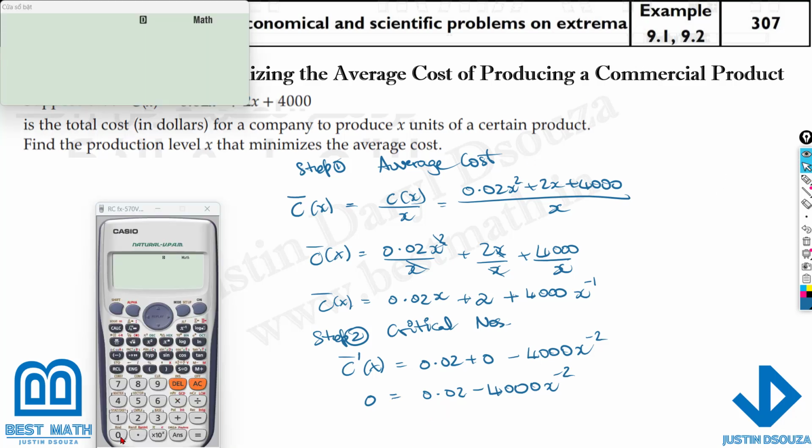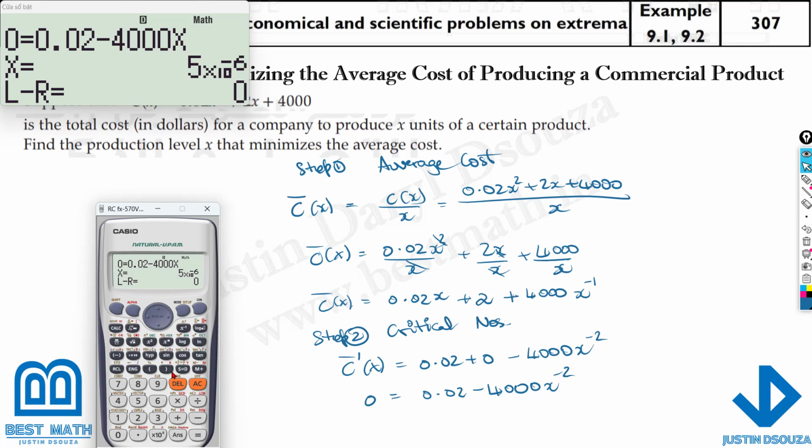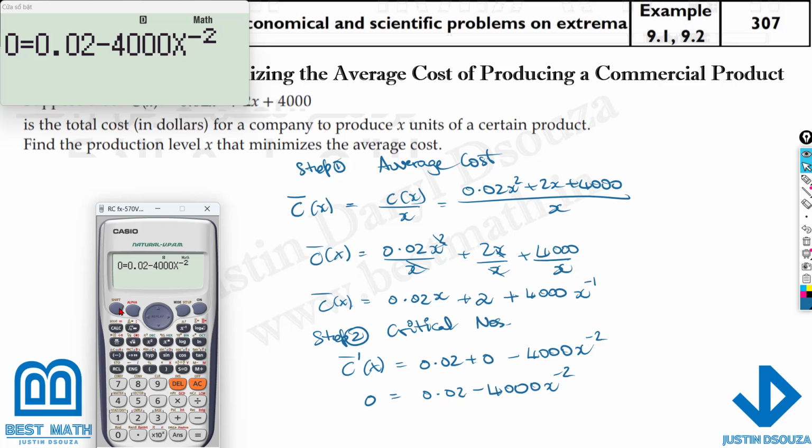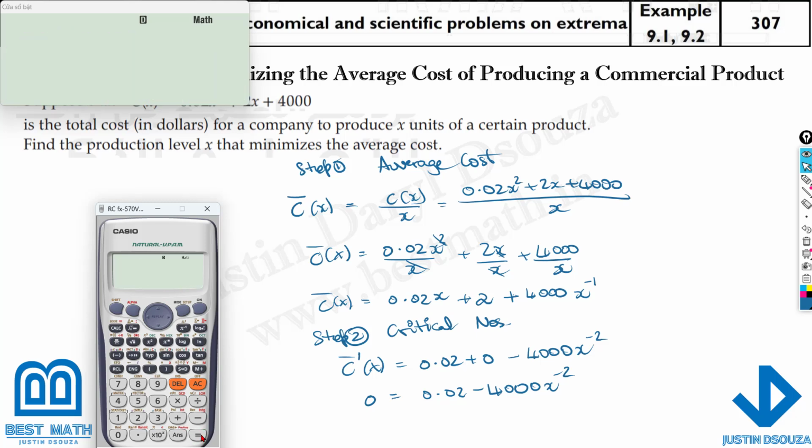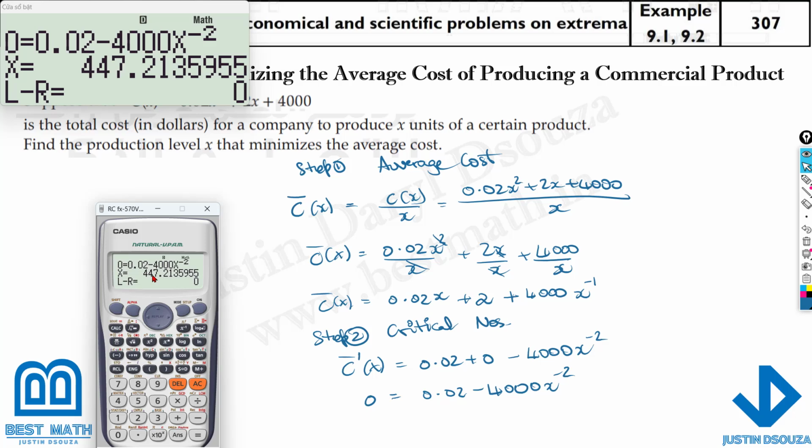So all you need to do is type it out. 0 equals 0.02 minus 4000 x to the power minus 2. Shift and solve, and then press equal to. Shift and solve, and then press equal to. It'll take some time, and press equal again. Now, in your calculators it might take much more time, but just be patient. Once you get the answer, press equal to.